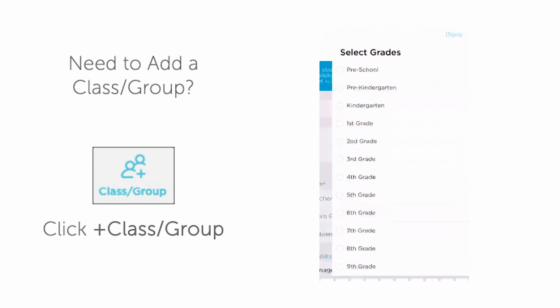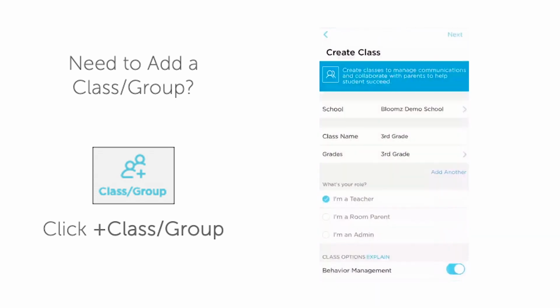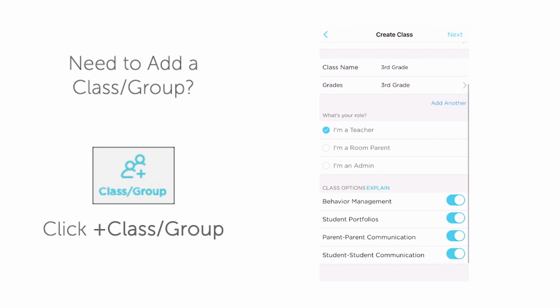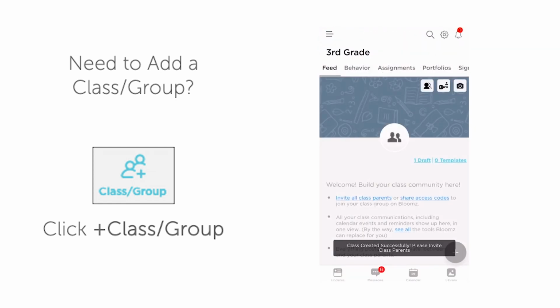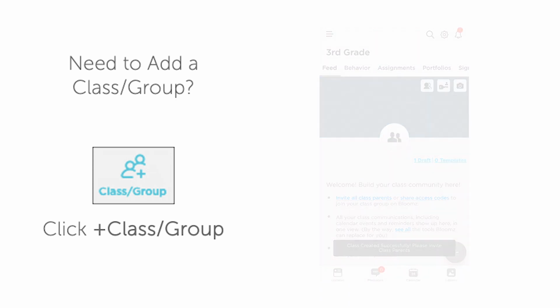Select the grade that you are associating with the class. Select your role. There are a couple options you can turn on or off in your class. Then you'll click on the type of student access you need. You will be asked to go to your created course, or you can go back to the main page in Bloomz.